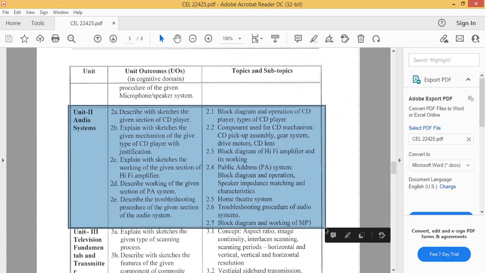So all these things you have to learn in unit number 2, and it is for 12 marks. This unit is for 12 marks.